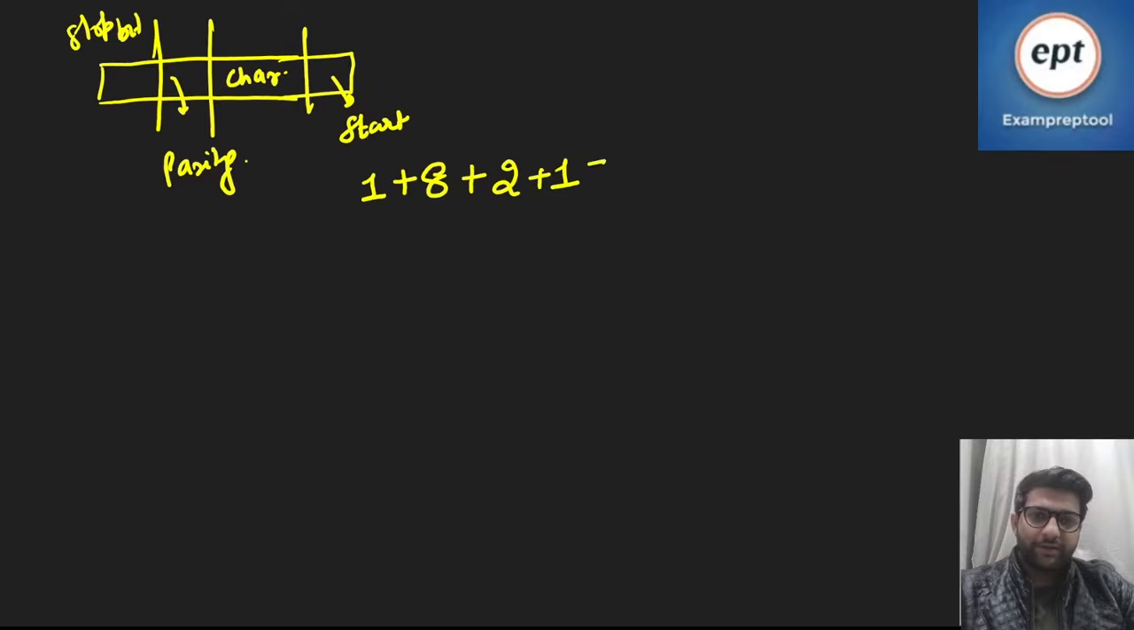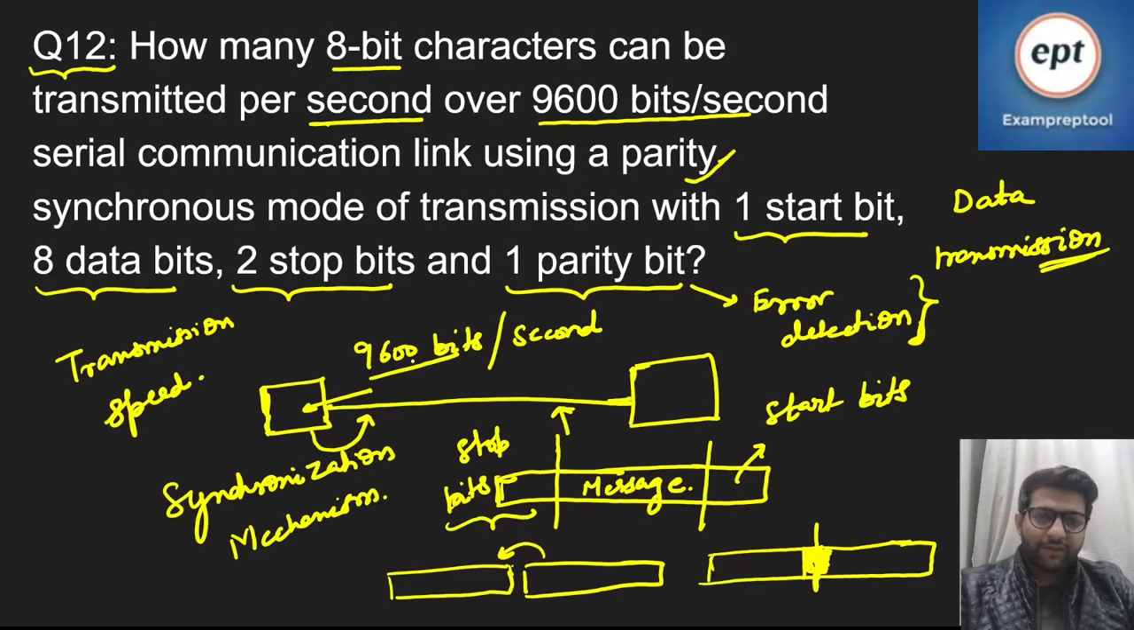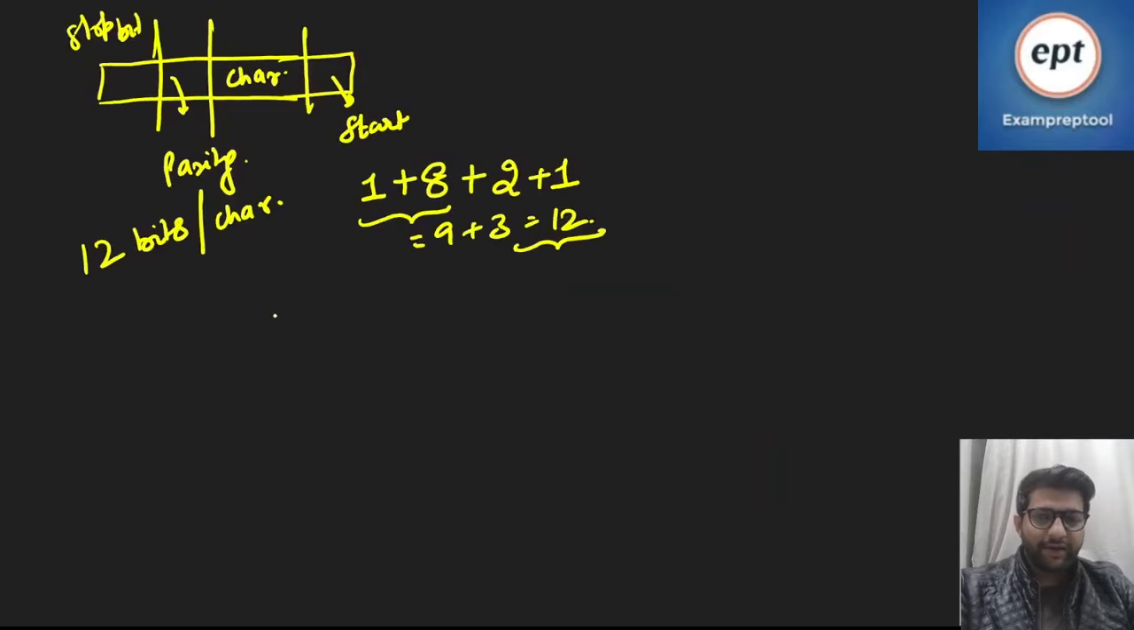So that means it is 9 plus 3, which is 12, right? So every message or every character will be transferred by 12 bits of transmission. 12 bits per character, right? Now the transmission speed given was 9600 bits per second, right?